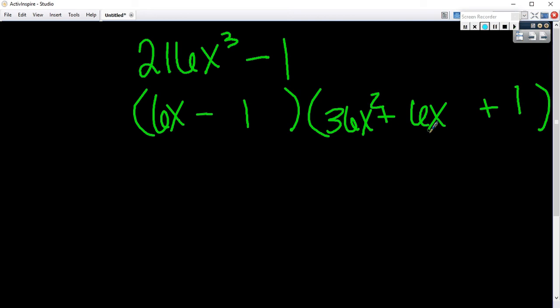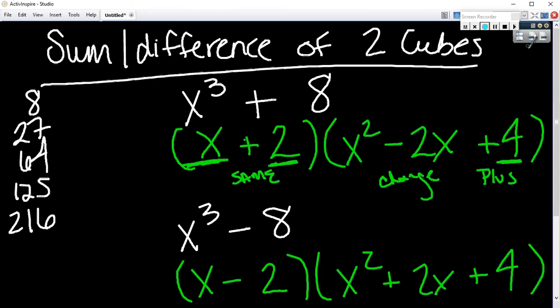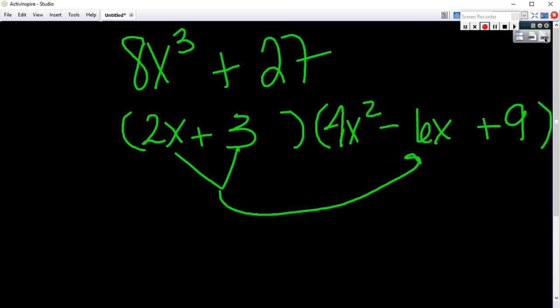Okay, so wait. So to get the first number, you do what? Try writing 216x cubed minus 1 as 6x cubed minus 1 cubed. What times itself 3 times gives you 216? That goes back to this list. 6 times 6 is 36 times 6 is 216. Yes. Just have to know.